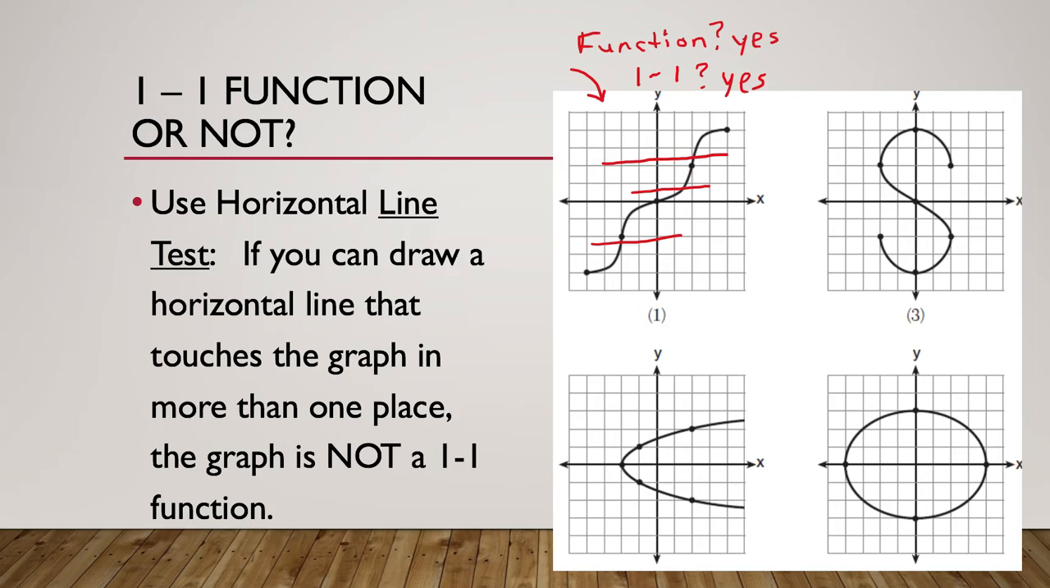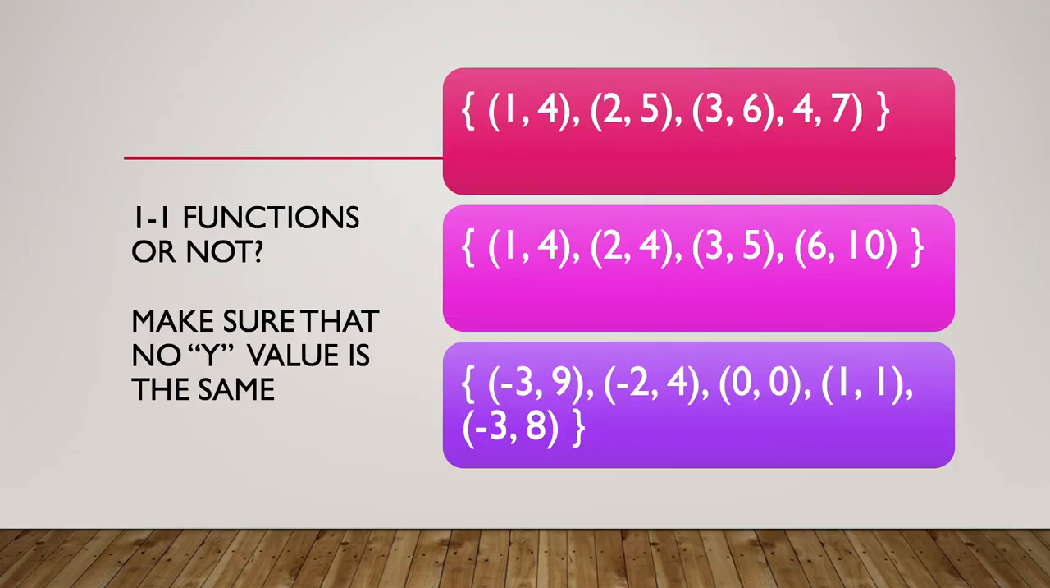All right, and then we can do a similar idea with the set of ordered pairs. So if it's going to be a one-to-one function, we need to make sure that no y value is the same. So if we look back at this problem, remember that we determined that this one was a function because all of the x values were different. And we determined that this one was a function because all of the x values were different.